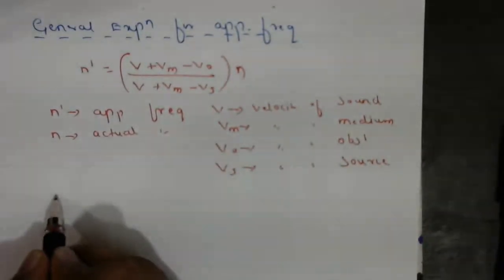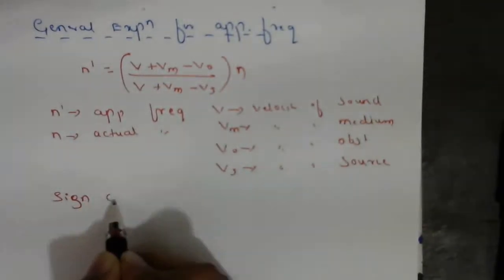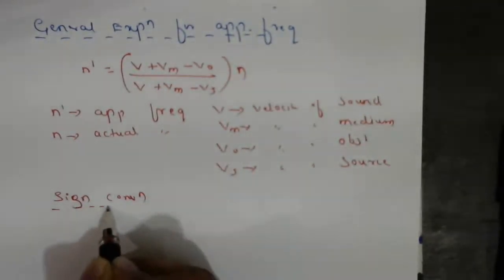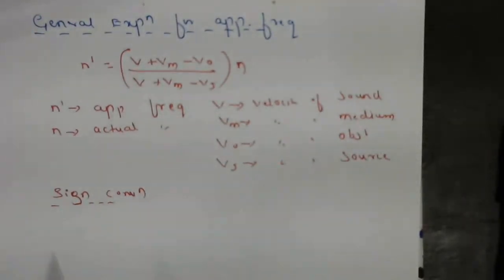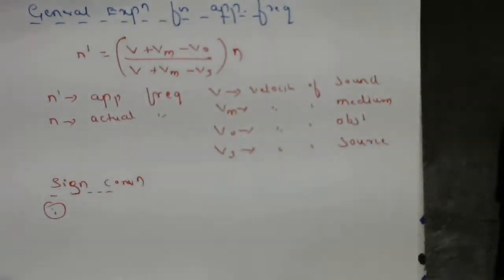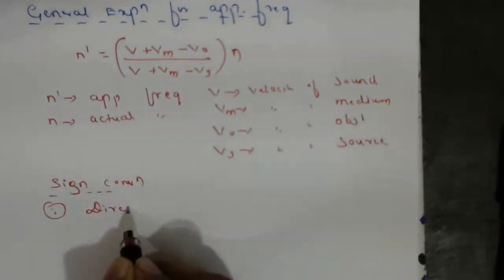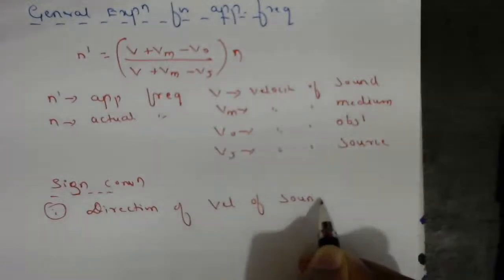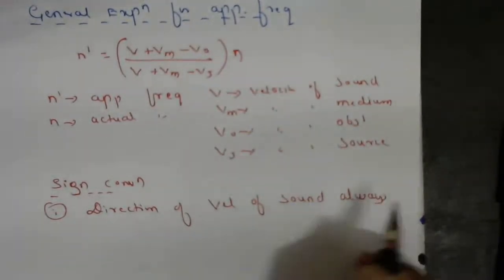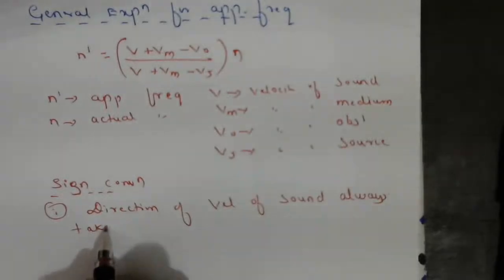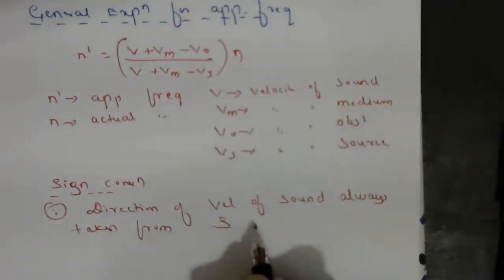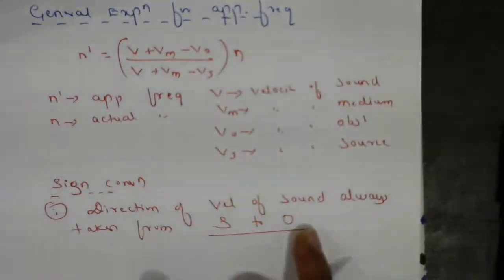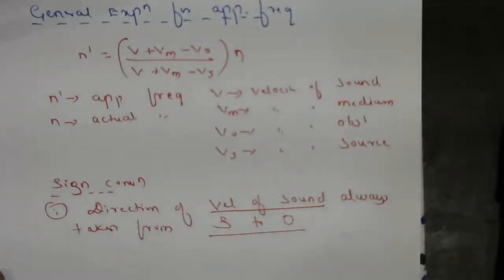Sign conventions are very important over here. First sign convention: the direction of velocity of sound is always taken from source to observer. Always from source to observer, we have to take the velocity of sound direction. This is the first rule.